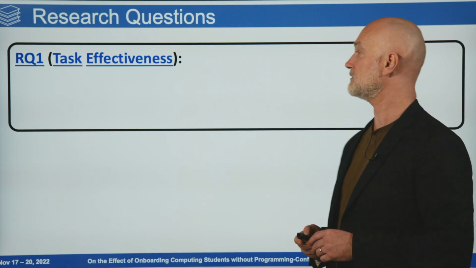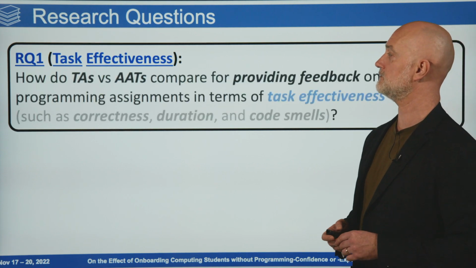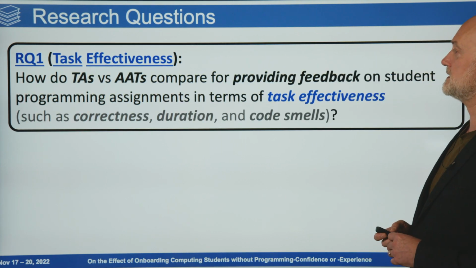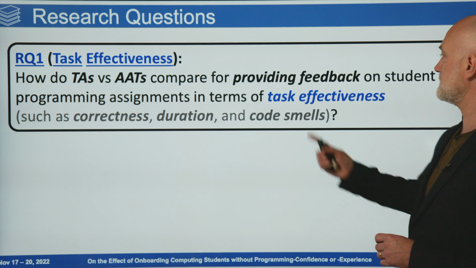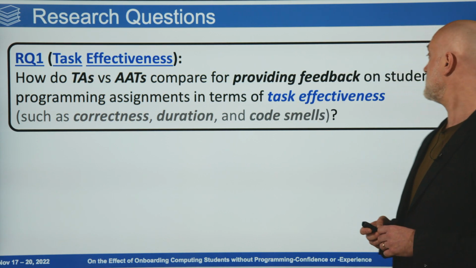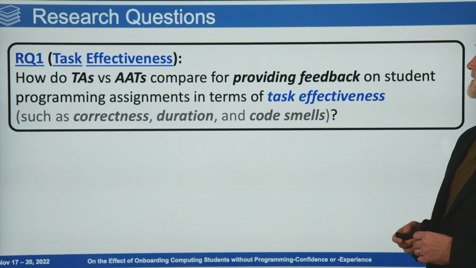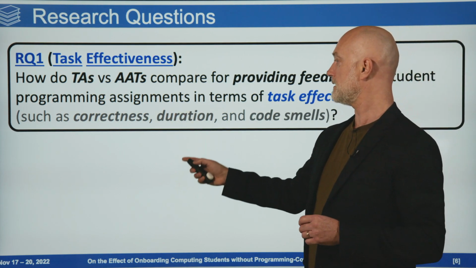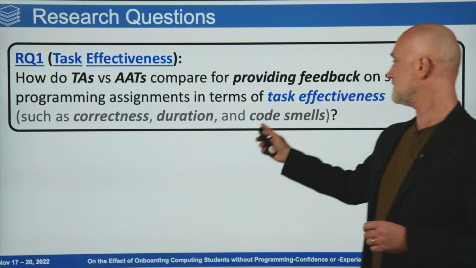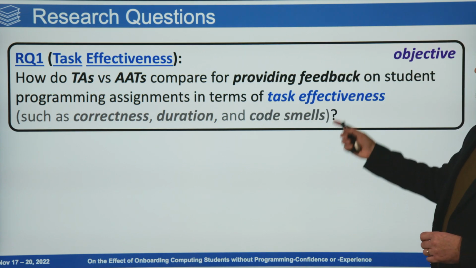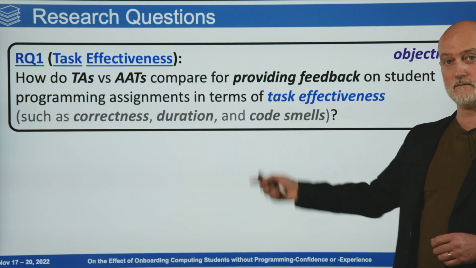So the first is in terms of task effectiveness, RQ1. How do teaching assistants and automated assessment tools compare for providing feedback on student programming assignments in terms of task effectiveness, such as correctness, duration, and code smells? And these constitute the objective metrics.